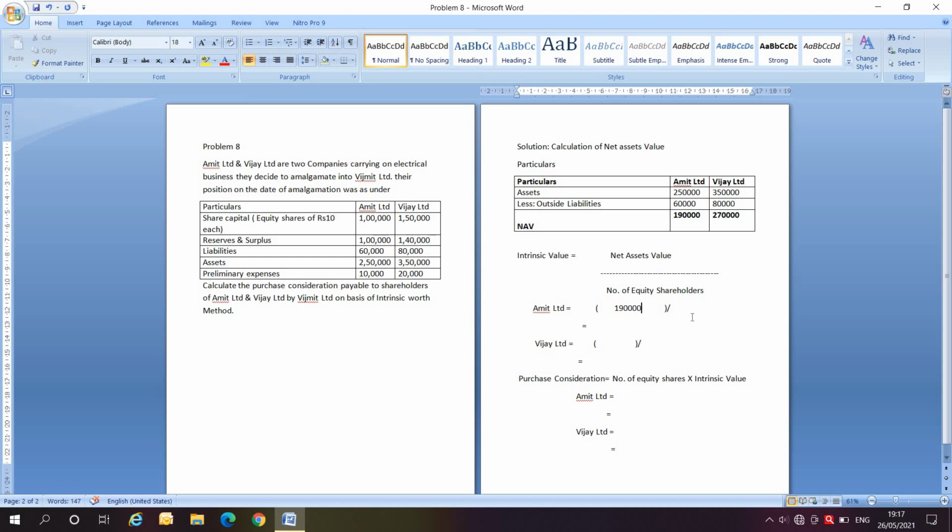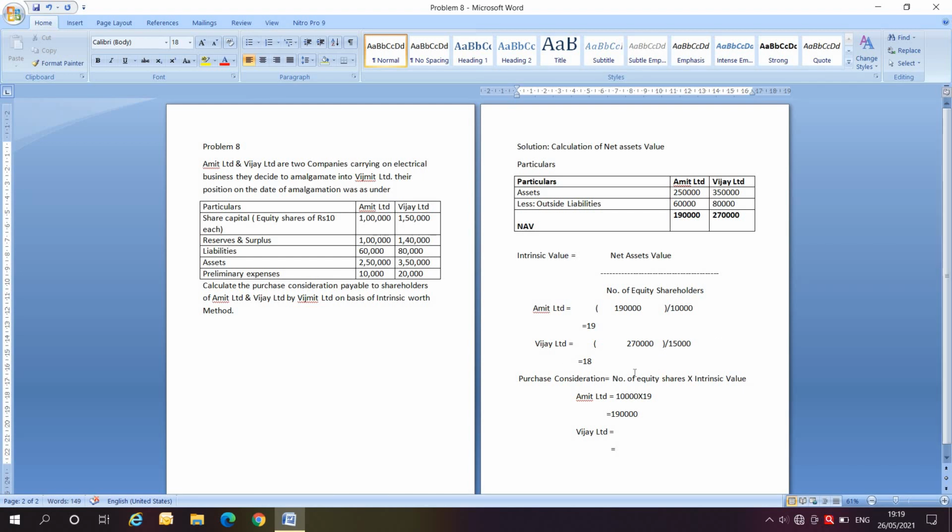You have to divide it by the number of equity shares. I just repeated, the total value of the share capital or equity capital is 1 lakh divided by the value of shares, that is 10. So you will get the number of equity shares, which is 10,000. So 1,90,000 divided by 10,000, its intrinsic value is 19, which we have calculated just now. So 10,000 into 19 will be 1,90,000.